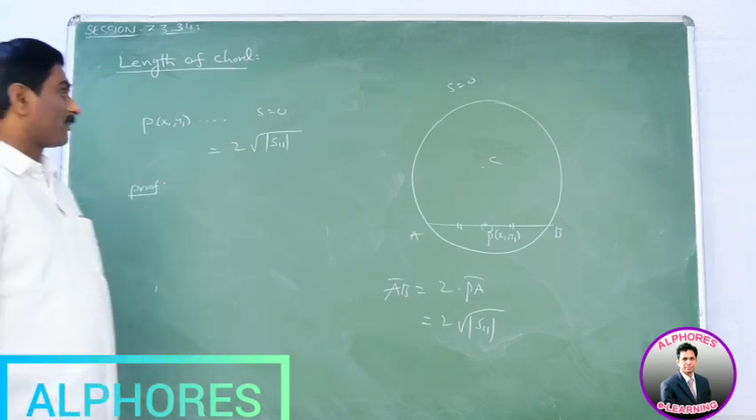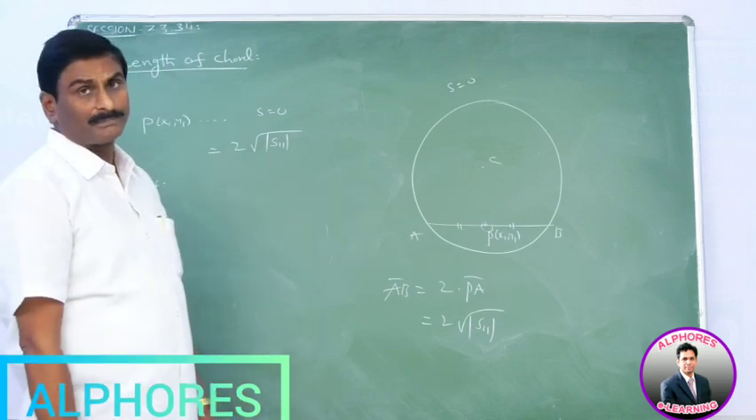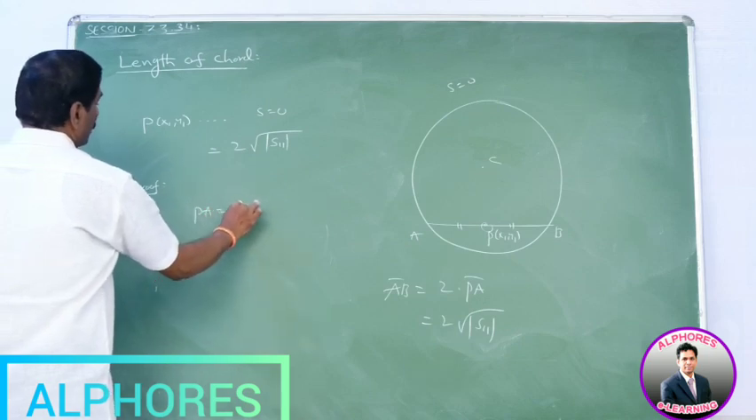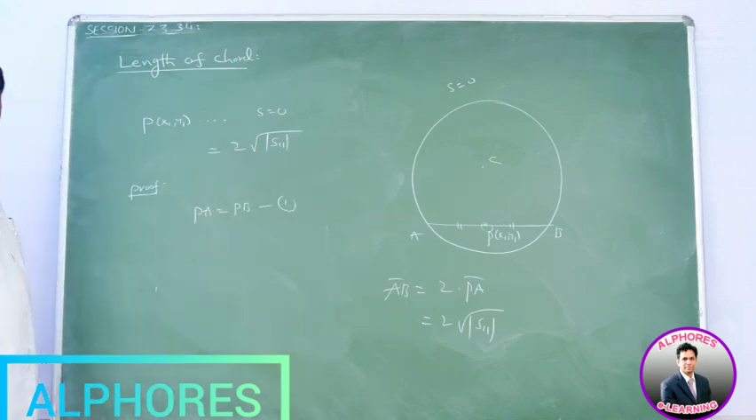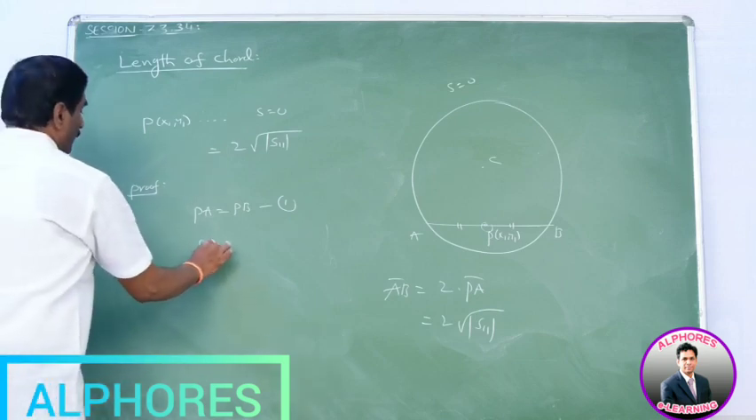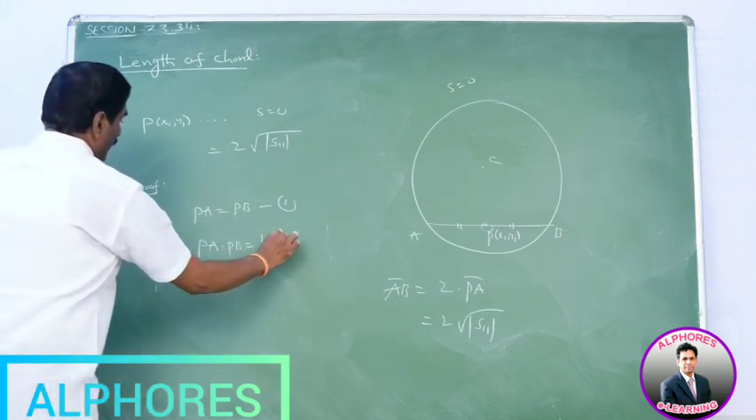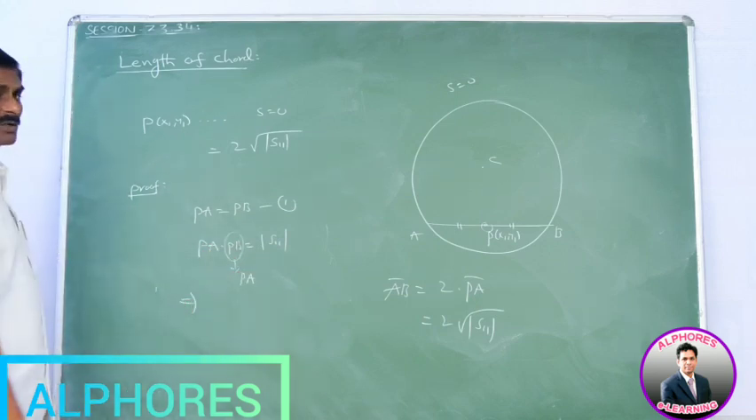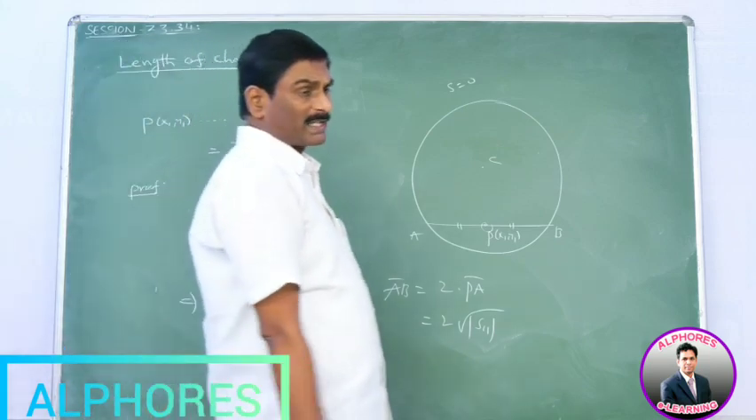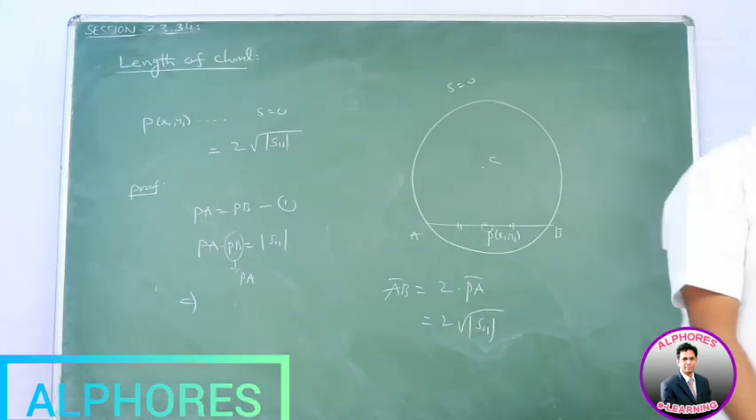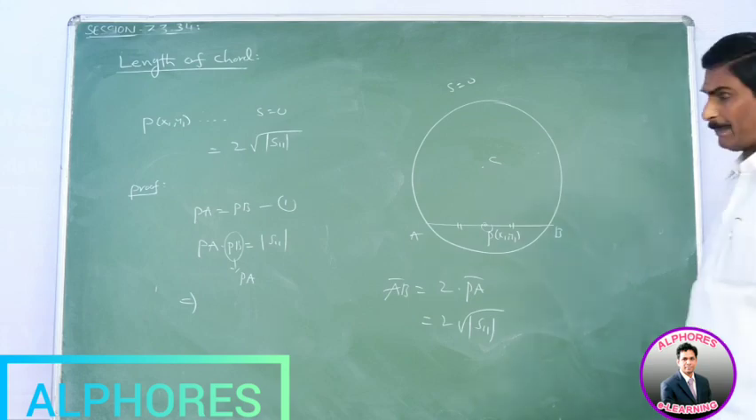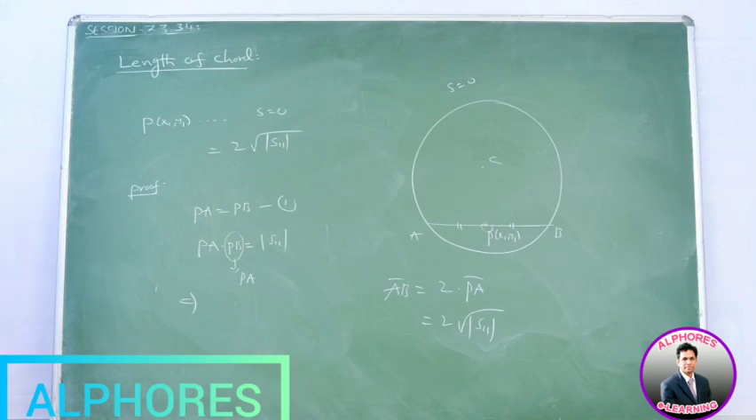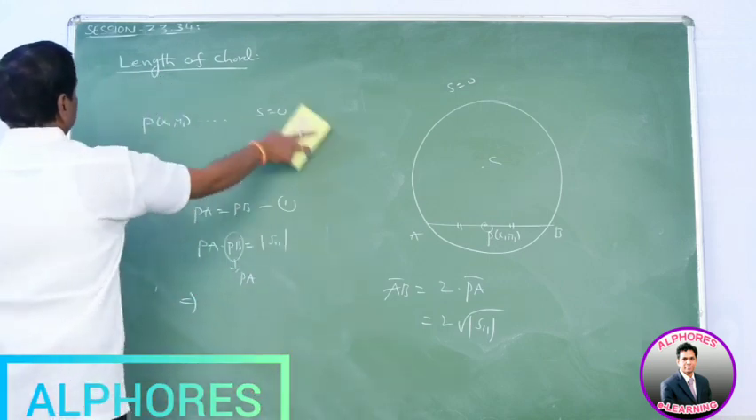Let P(x1, y1) be the midpoint of the chord AB. Then PA is equal to PB. This is equation number 1. But we know that PA into PB is equal to mod S11. PB can be replaced by PA. That implies PA square is equal to mod S11, so PA is equal to root mod S11. Therefore, the length of the chord AB is equal to 2 into AP, that is equal to 2 root mod S11. Okay. Next note point.